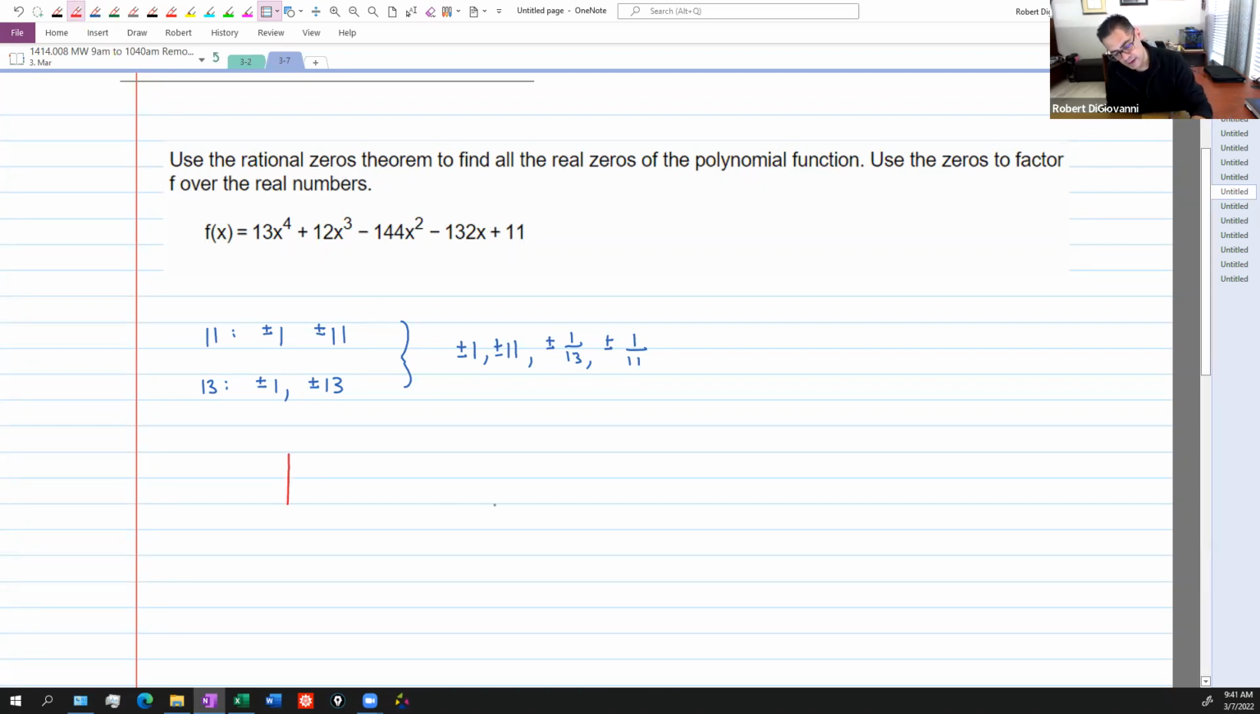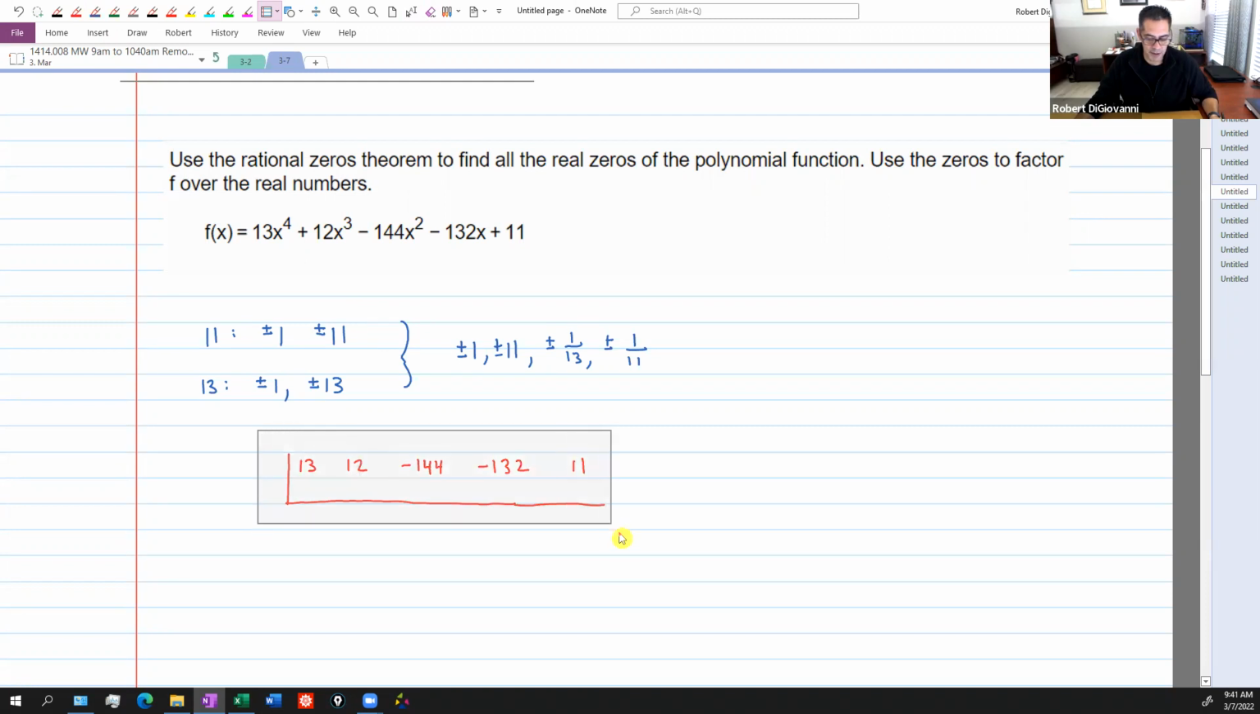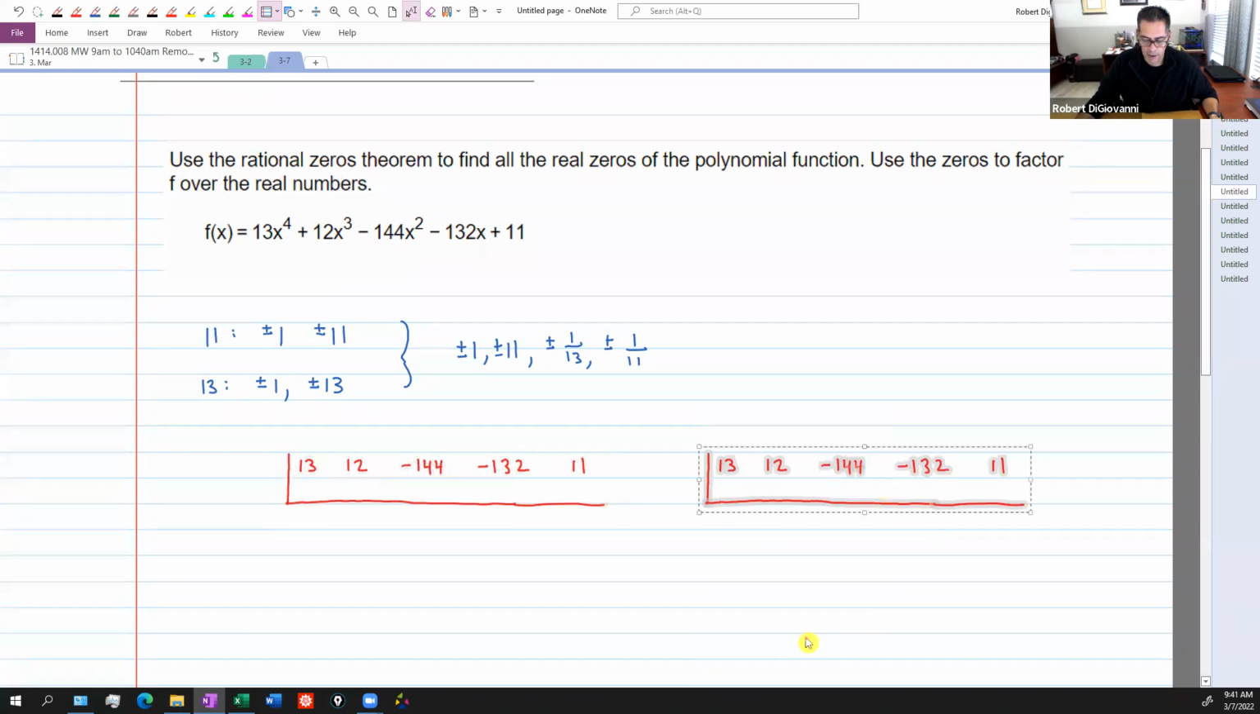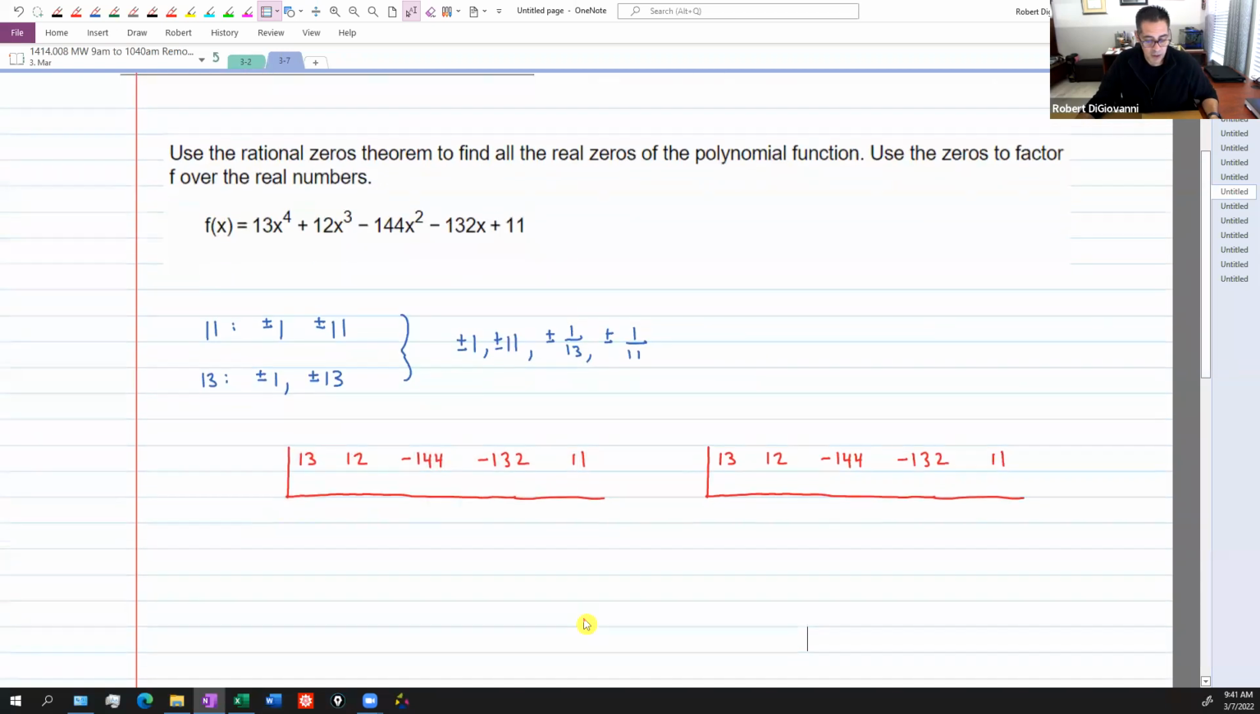Now my synthetic division, make sure I don't have any gaps in here. I have a 13, I have a 12, I have a negative 144, I have a negative 132, and I have an 11. That sucks. And you know what? I'm going to cheat here. I'm going to make a copy of this because I'm probably going to need it a couple of times. Okay, so what should I start with?